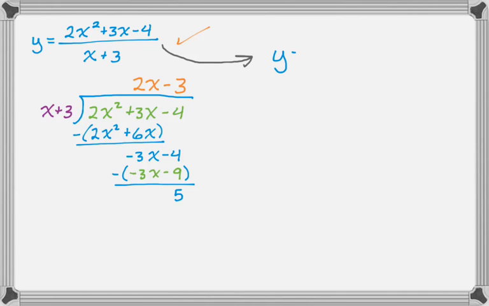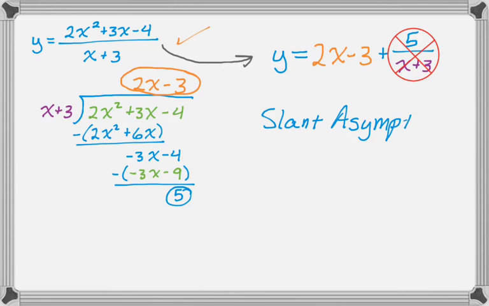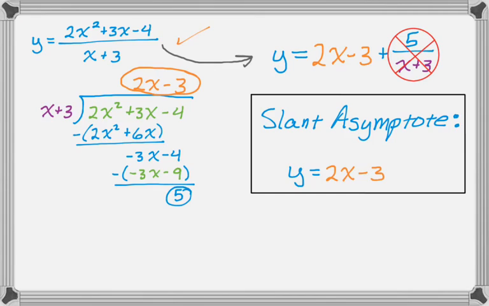So I can rewrite my original function as 2x minus 3, plus this remainder divided by x plus 3. Now, if x gets really, really big, or even only sort of big, say when x is 100, the 5 over x plus 3 is 5 over 103, which is really close to 0. As x gets huge, that remainder term stops mattering. So the slant asymptote is what you're left with. For this particular function, it has a slant asymptote of 2x minus 3. In general, the slant asymptote is the quotient, and you ignore the remainder.